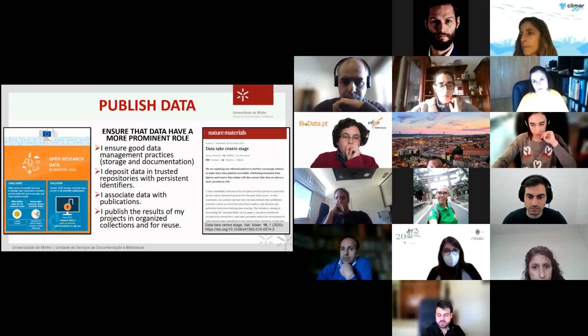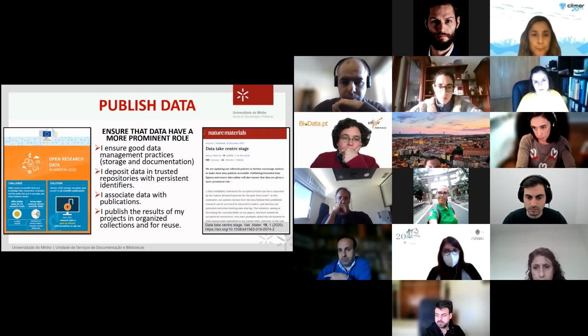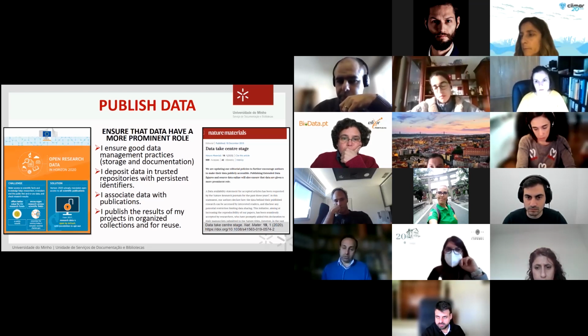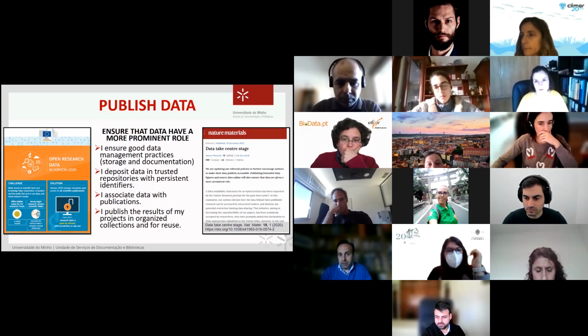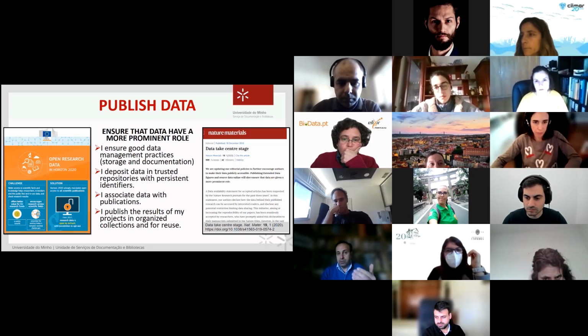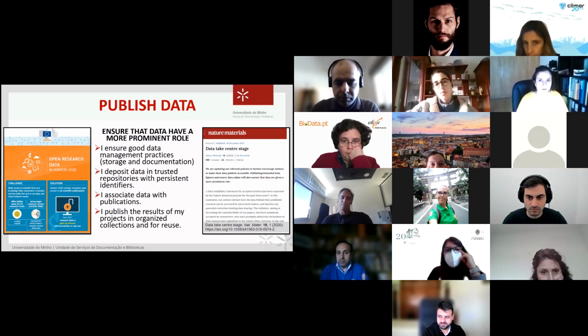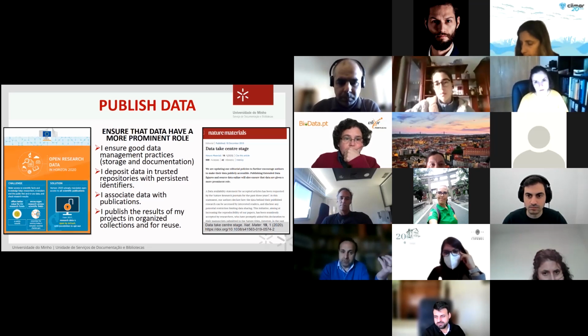Data is really prominent in some of the data availability policies from the journals, editors, and also from the funders, as we see also here the statement from Horizon 2020. And we really need to ensure that the role is more prominent in our research group, in our institutions. This is really critical. So I ensure good data management practices in order to make my life easier when it comes to publish. I deposit data in trusted repositories with persistent identifiers, with digital object identifiers. For example, this is critical when it comes to publish data.